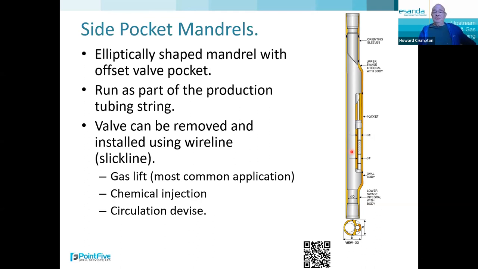But I can also use these side pocket mandrels for chemical injection, and I can also use them as a circulation path. If I want to circulate fluids between my annulus and tubing or vice versa, then I can use it for that purpose.